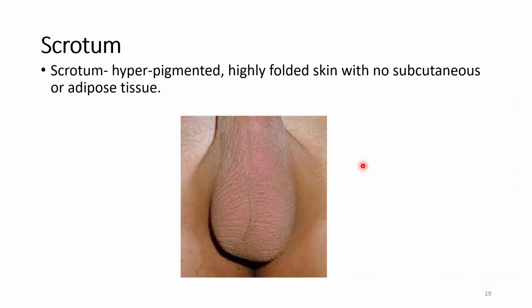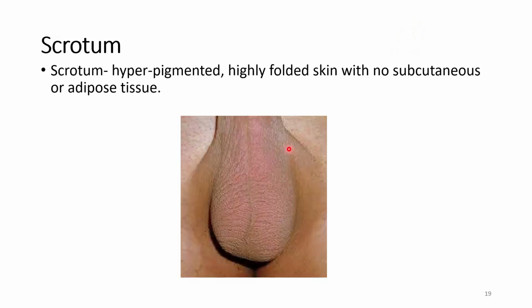What about the scrotum now? It's highly folded, with no subcutaneous or adipose tissue. Why? You don't want a lot of heat. So it's highly folded and hyperpigmented. Some of us requested that we go back to the scrotum and talk about it being hyperpigmented. That's the reason why it will be darker, more pigmented. It will be highly folded, and it will contain no subcutaneous or adipose tissue.